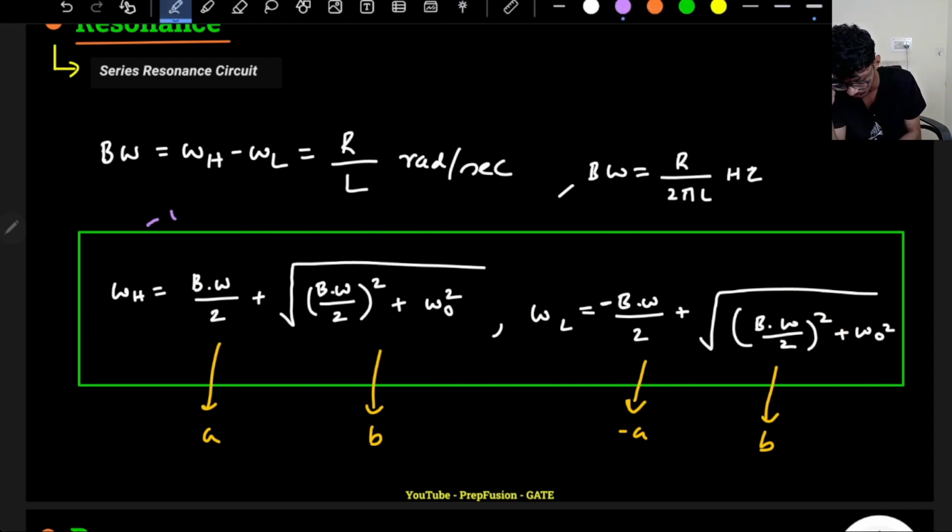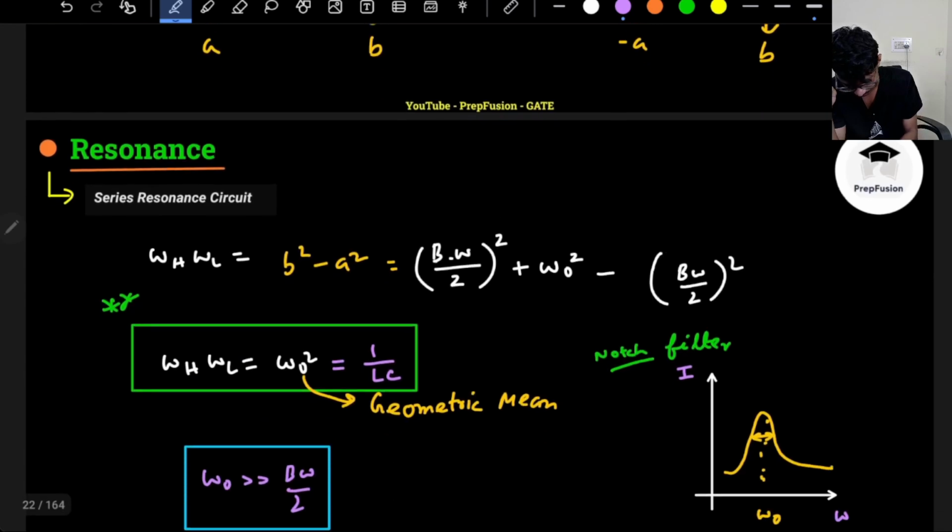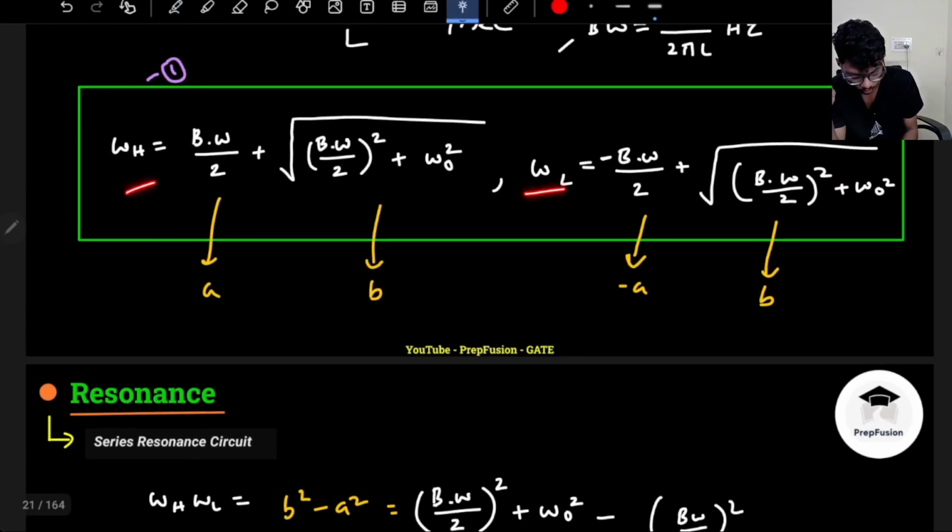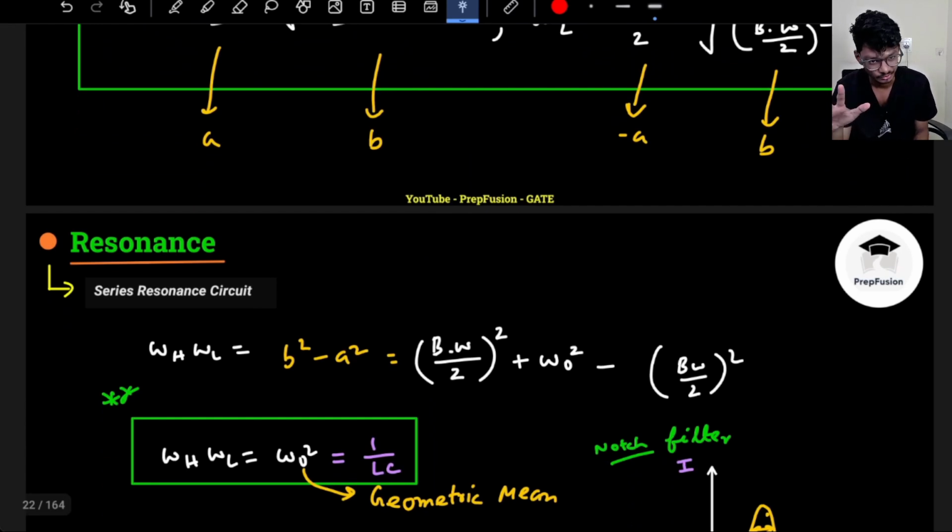Next, what do I want you to remember? Next is this one. If I take the product of these two, omega H and omega L, you will see a very good relationship. Not all relationships are very good, but this is a very good relationship. I was just joking. If you are in a relationship, of course, I hope it lasts.